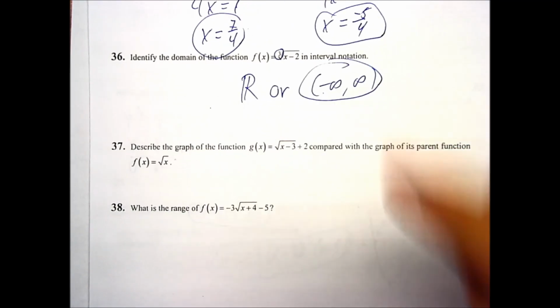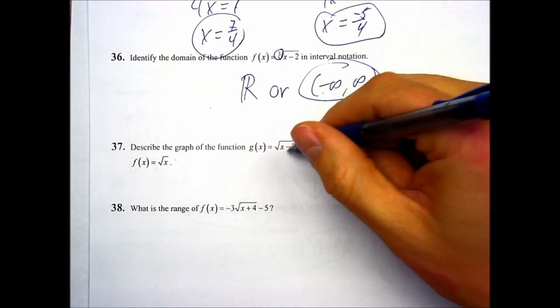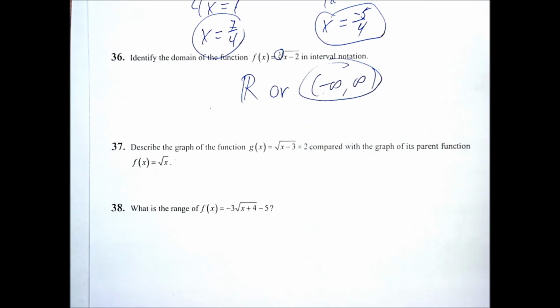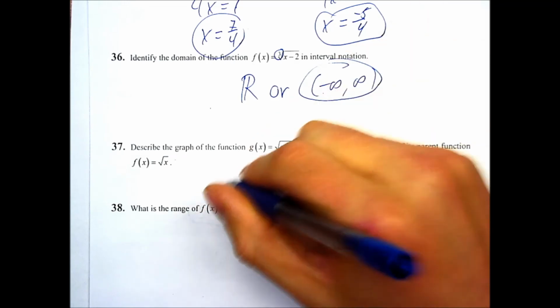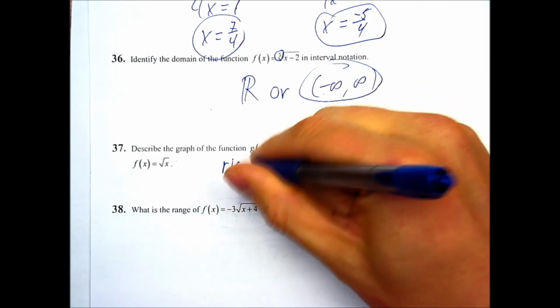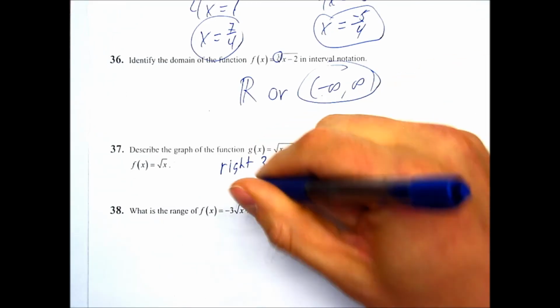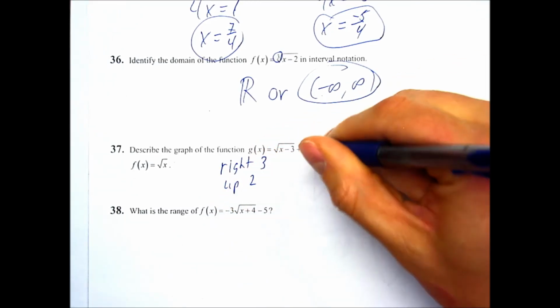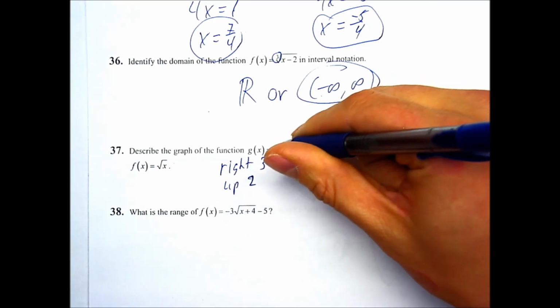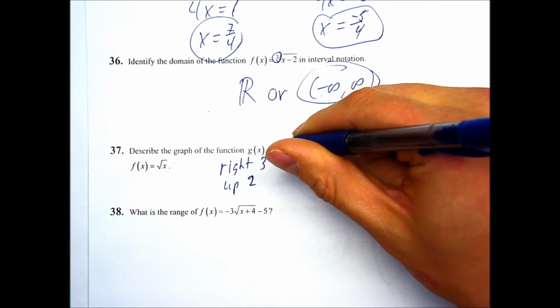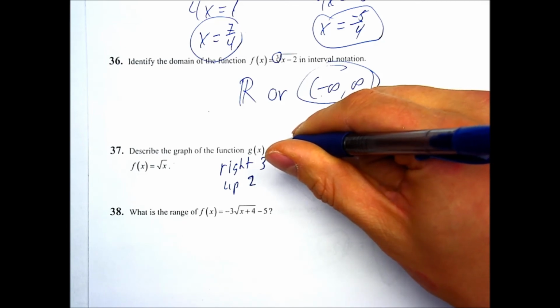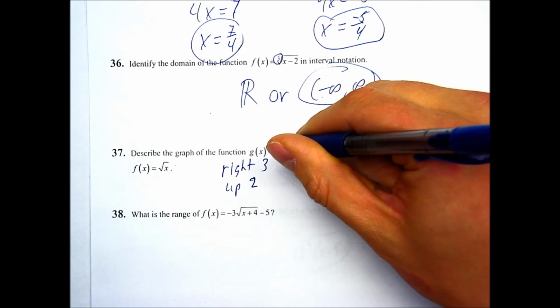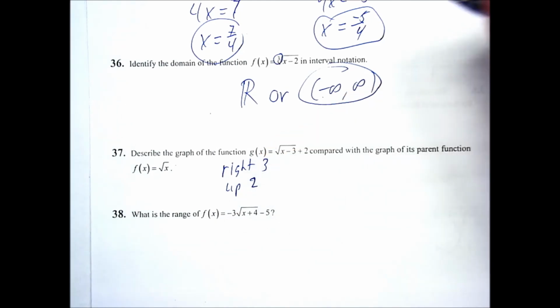All right, describe the graph, describe the transformation. So this is right 3 because it's x minus 3. Minus 3, again, we do opposites. We're making that 0, so it's right 3. And it's up 2 because of plus 2 at the end. If there were a coefficient in front, then that would mean it would have a stretch or a shrink. If this was a 4 in the front of the root, not the index, but the coefficient of the root, we would say it is stretched by 4.